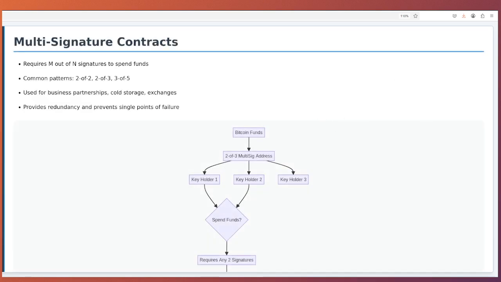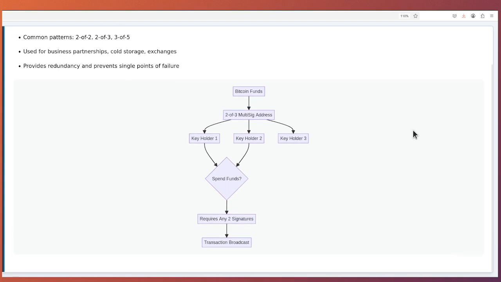Multi-signature contracts. Multi-signature contracts, commonly called multisig, are one of Bitcoin's most important contract features. A multisig contract requires multiple parties to authorize a transaction before funds can be spent. The most common format is M-of-N multisig, where M signatures out of N possible signers are required. For example, a 2-of-3 multisig requires any 2 out of 3 designated parties to sign. This has numerous practical applications.